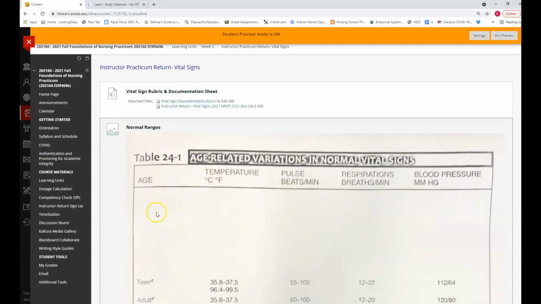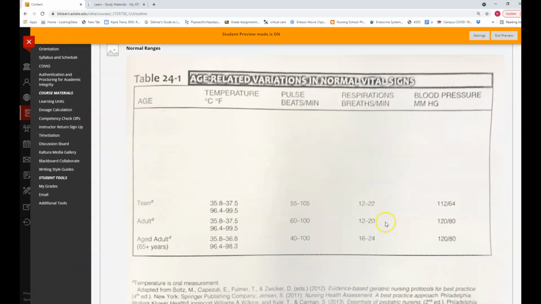One of which is this normal range table. You must memorize these normals. You will be tested on these during your return. Depending on your instructor, you may handwrite these, you may be verbally asked to tell them, but you have to be able to tell your instructor the normals for teen, adult, and aged adults.